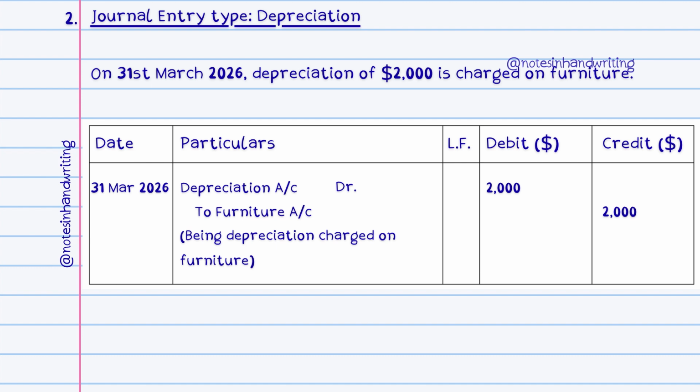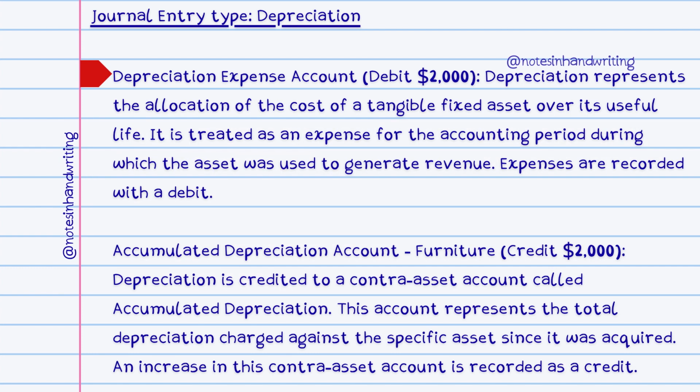Our next journal entry type is depreciation. On 31st March, depreciation is charged on the furniture. Following is the journal entry. The accounts involved in this transaction are depreciation account and furniture account. Depreciation represents the allocation of the cost of a tangible fixed asset over its useful life. It is treated as an expense for the accounting period during which the asset was used to generate revenue.